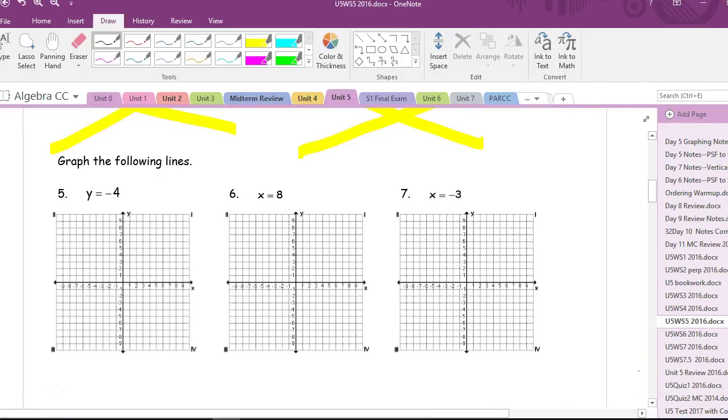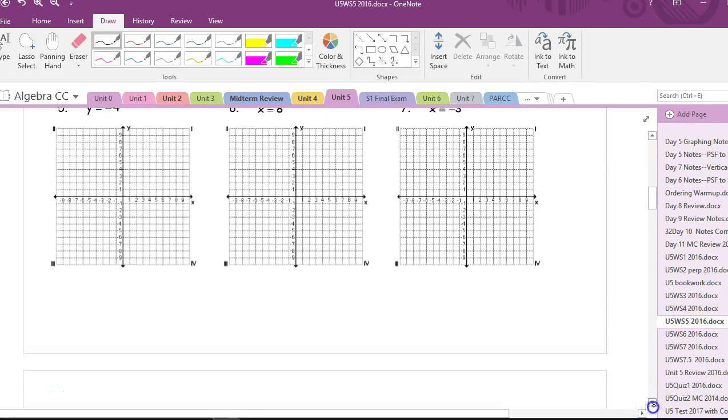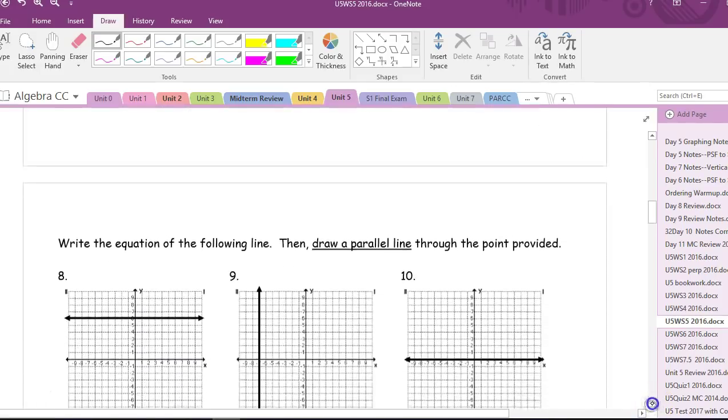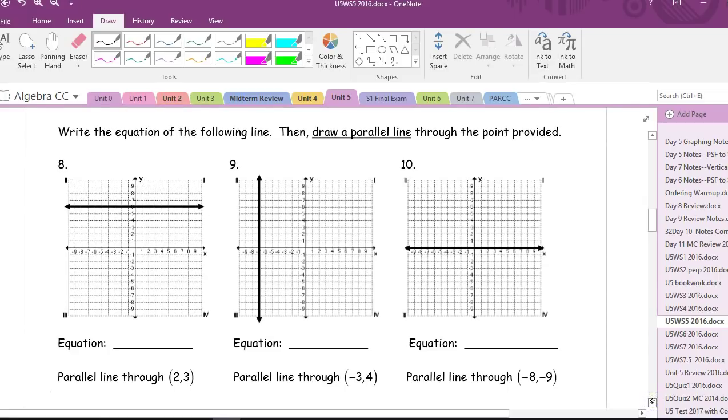5 through 7, you are graphing the lines. Remember Hyvix, horizontal y equals, vertical x equals. So that should take you all of 5 seconds. 8, 9, and 10, you are writing the equation of the line, and then you're going to draw a parallel line. Oh, actually, you're doing this through 13, through the point provided.